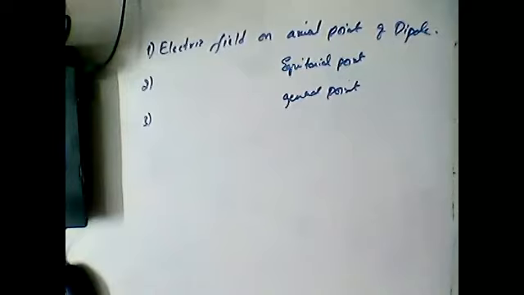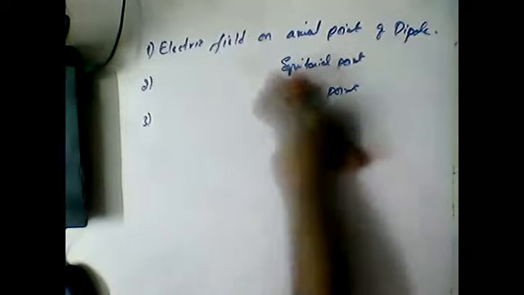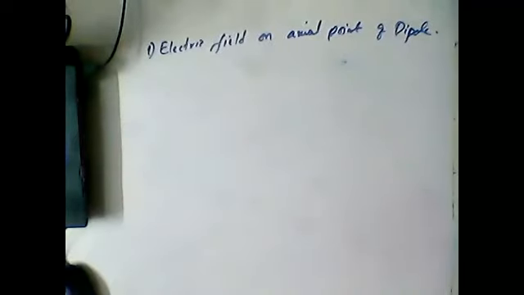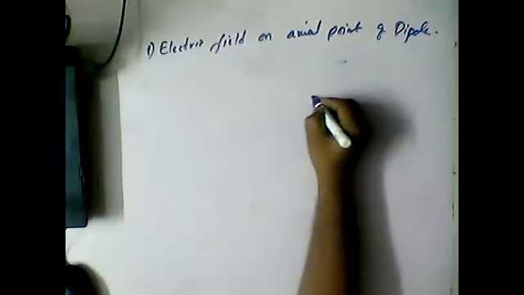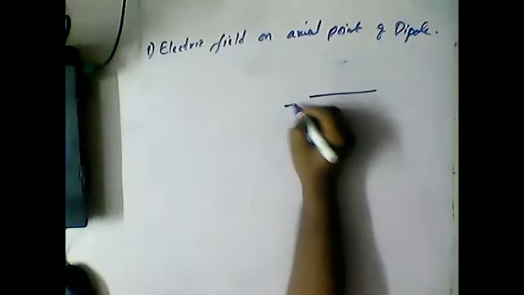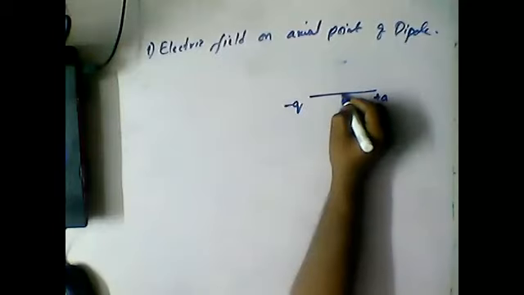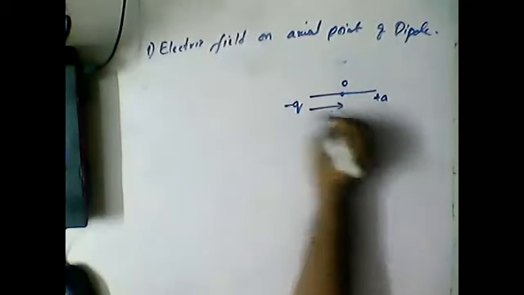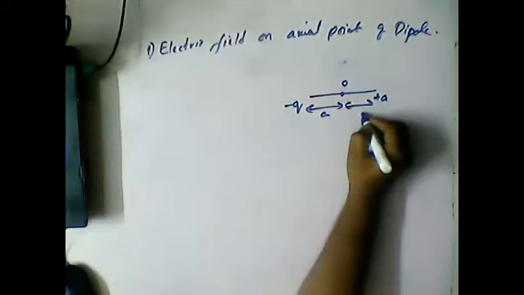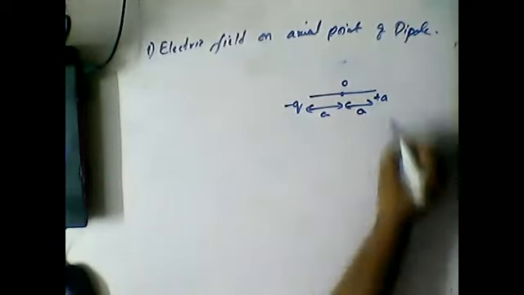First of all, what do you mean by the electric field on the axial point of a dipole? We already discussed the axial point, is it right? Earlier it was the intensity of electric field due to a finite line on its axial point, but the charge was uniform there. Here the charge is not uniform. Here there are only 2 charges, minus Q here and plus Q here, with the center and the distance of separation A on each side.